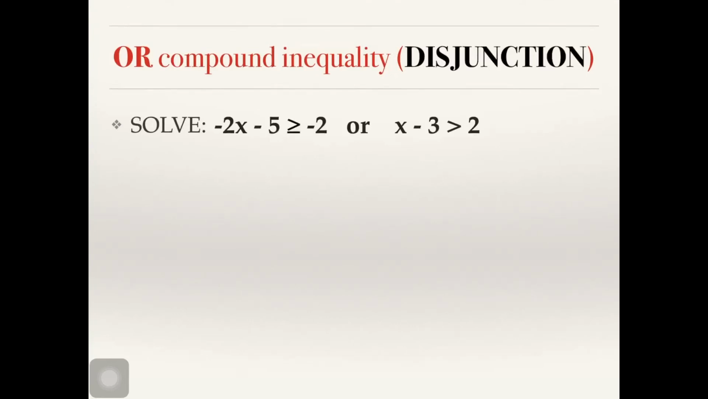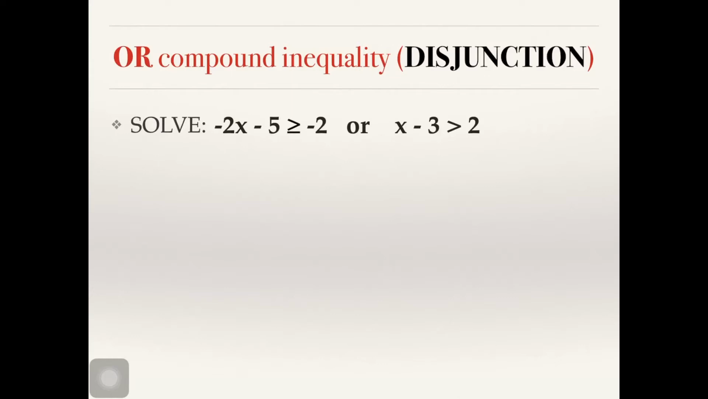The second type of compound inequality that we're going to discuss is a disjunction. A disjunction is a type of compound inequality wherein the two inequality statements are connected by the word "or." So how do we solve a disjunction? We solve it pretty much like how we solve a conjunction except for the graphing part. But we'll go to that later.